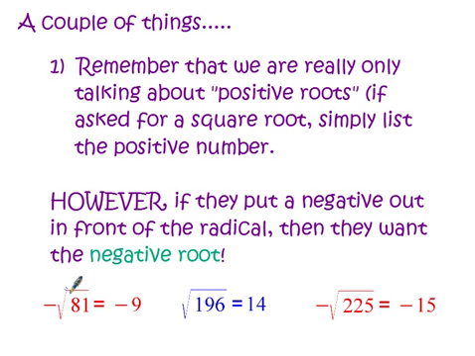So negative square root of 81 would be negative 9. Square root of 196 without the negative out front is positive 14. And negative square root of 225 is negative 15. They're going to tell you which one of the roots they want.